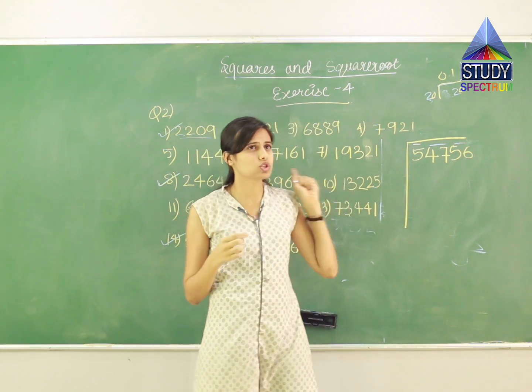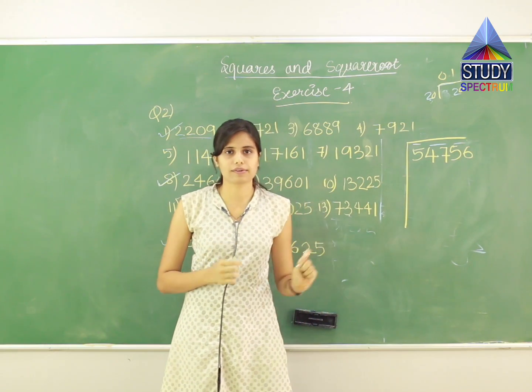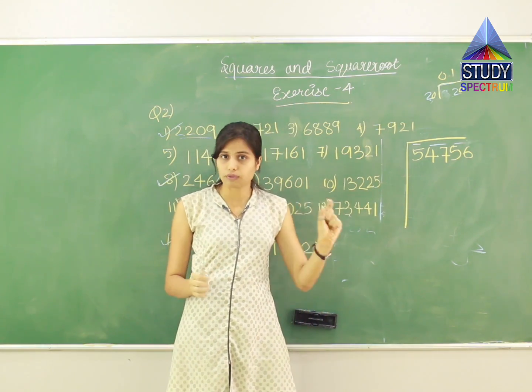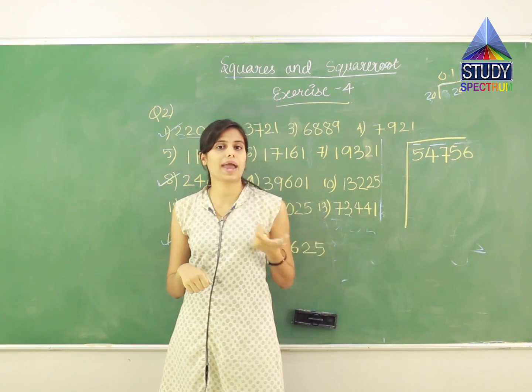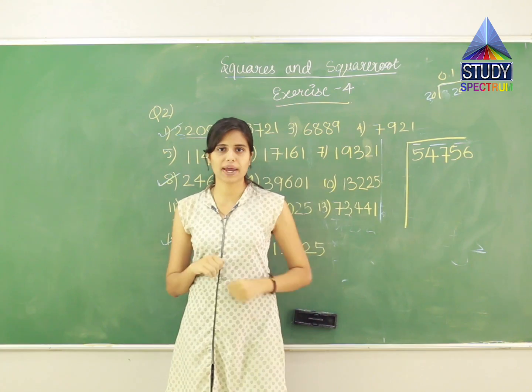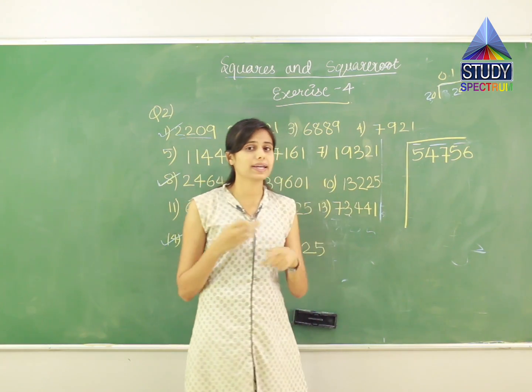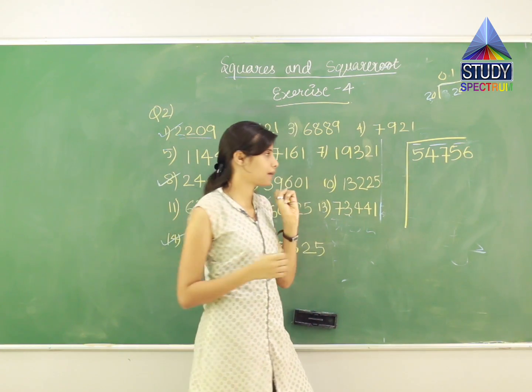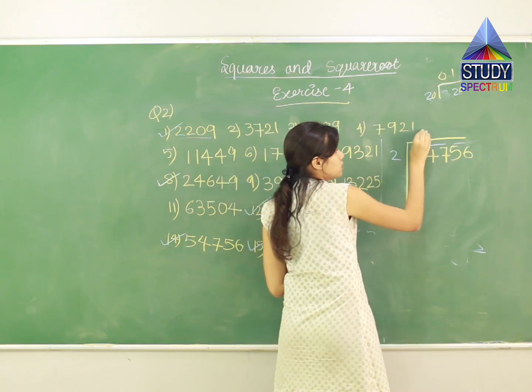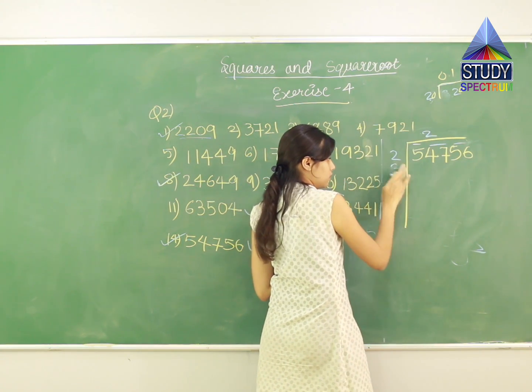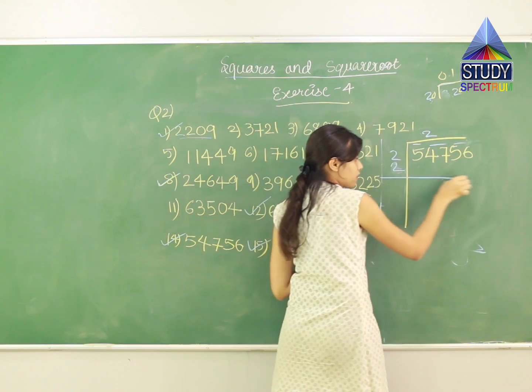Now tell me whose square is closer to 5. 2 2s are 4. 4 is close to 5. So 2 square is close to 5. So how many times will we write 2? 3 times. So let us start. 1, 2, 3. So 3 times we have written 2.